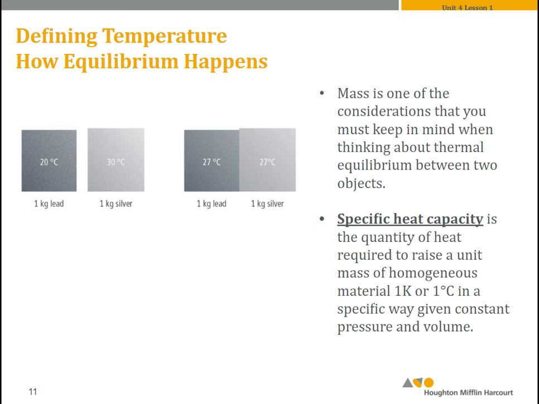Specific heat capacity is the quantity of heat required to raise a unit mass of homogeneous material, in other words, a very consistent amount of material, 1 Kelvin, or 1 degree Celsius, in a specific way, given constant pressure and volume. Or more simply put, it's the amount of heat it requires to raise the temperature of a kilogram of an object by 1 degree Celsius.